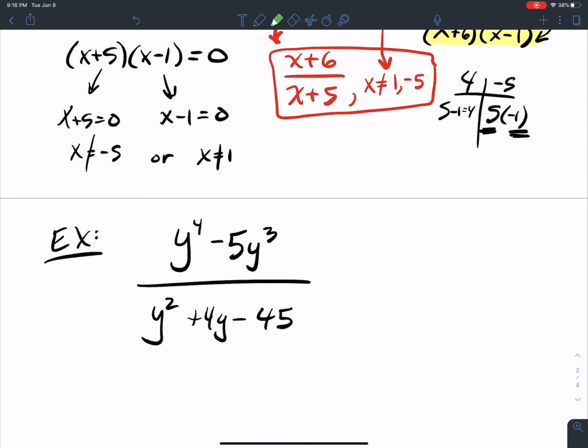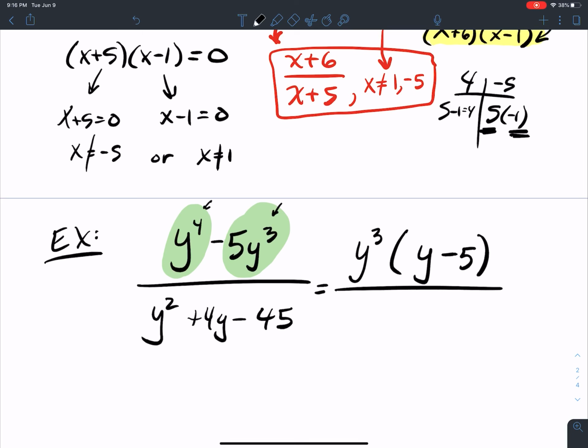Okay? In the numerator, there's two terms. It looks like I've got y's in common, so y squared comes out. I'm sorry, I can pull more than a y squared out. Look, there's 4 y's here and 3 y's there, so I'm going to pull 3 full y's out, and that leaves me a y minus 5.